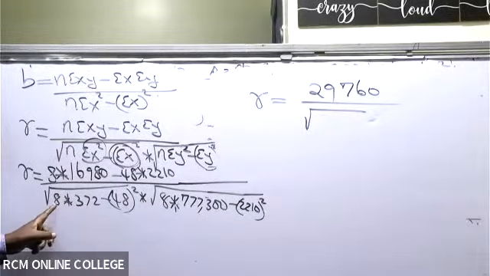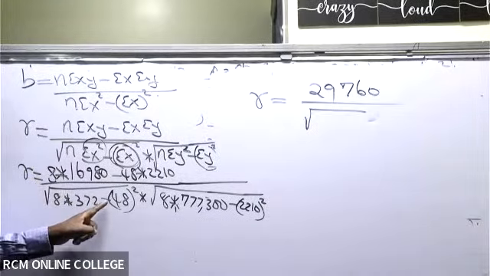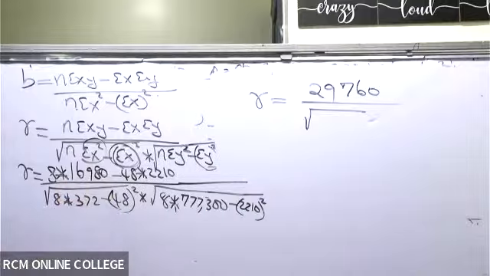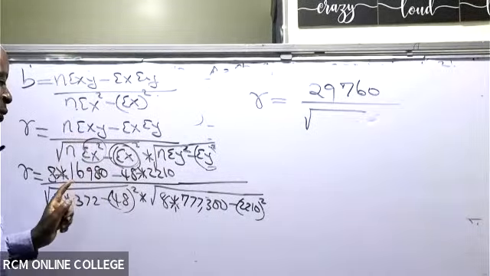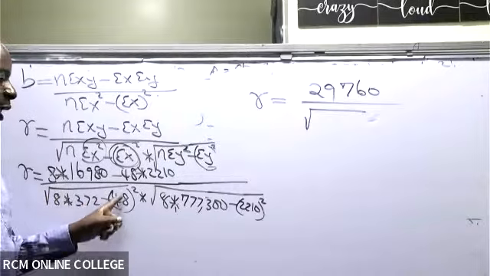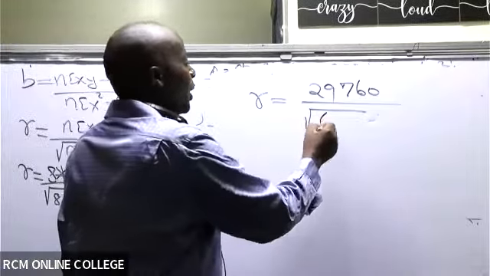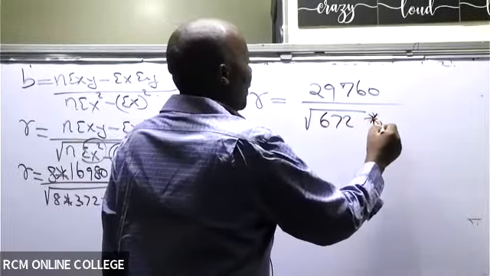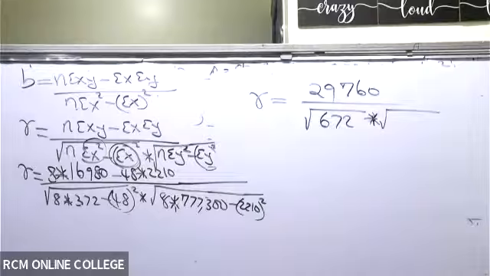Anybody who can give me what we have under the square root? 8 times 372 minus 48 squared. Just that. Please give me that figure. Don't take the square root. I just want you to say 8 times 372 minus 48 squared. So according to Rispa, very aggressive, she's getting 672. Is there somebody else who is able to confirm that 672? Kevo has confirmed. Thank you, Kevo.